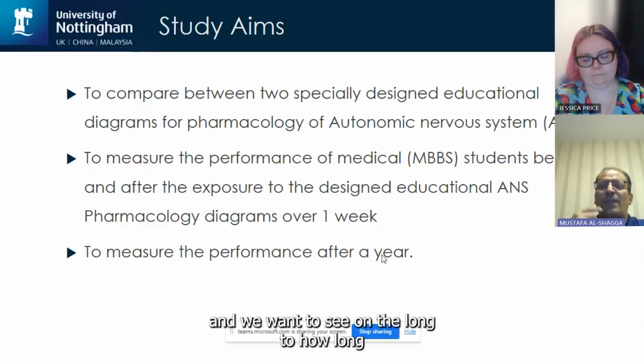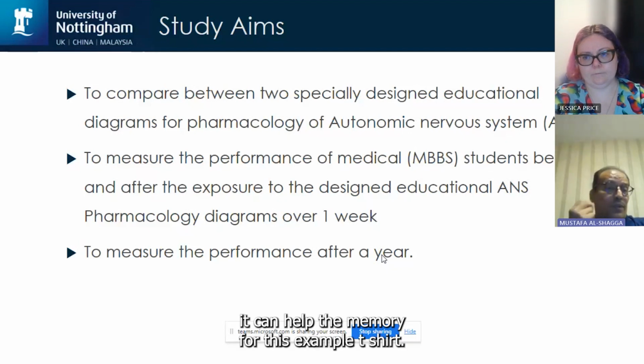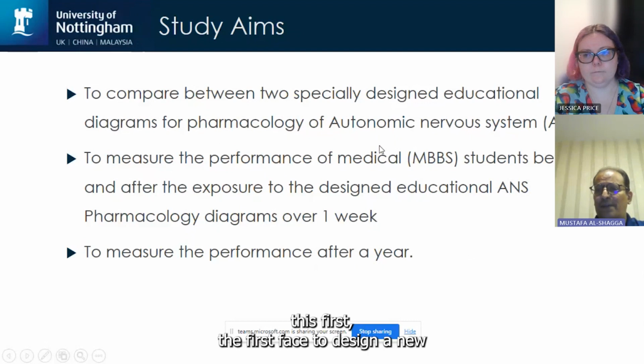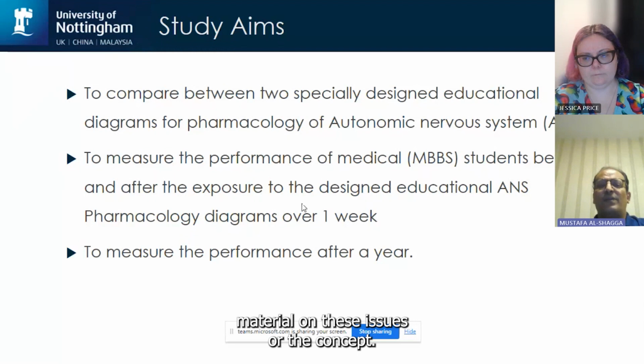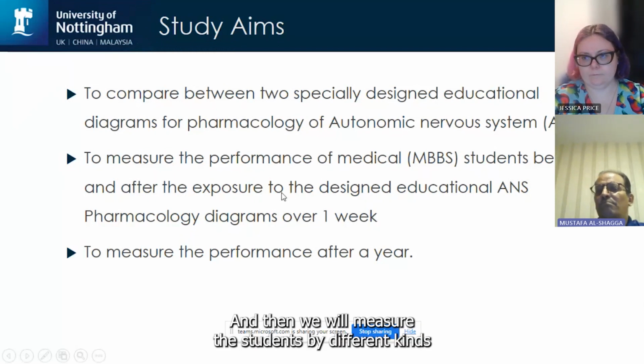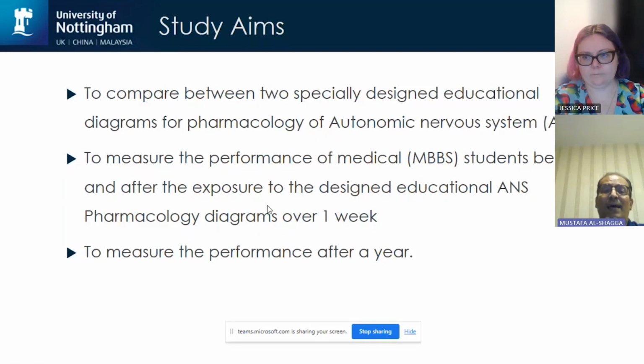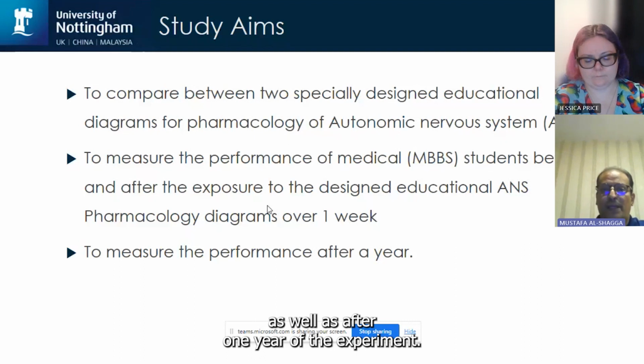And we want to see in the long term how long it can help the memory, for example with this t-shirt. So our aim in the first phase is to design a new learning material on these t-shirts, and then we will measure the students with different kinds of questions before and after 1 week of exposure, as well as after 1 year of the experiment.